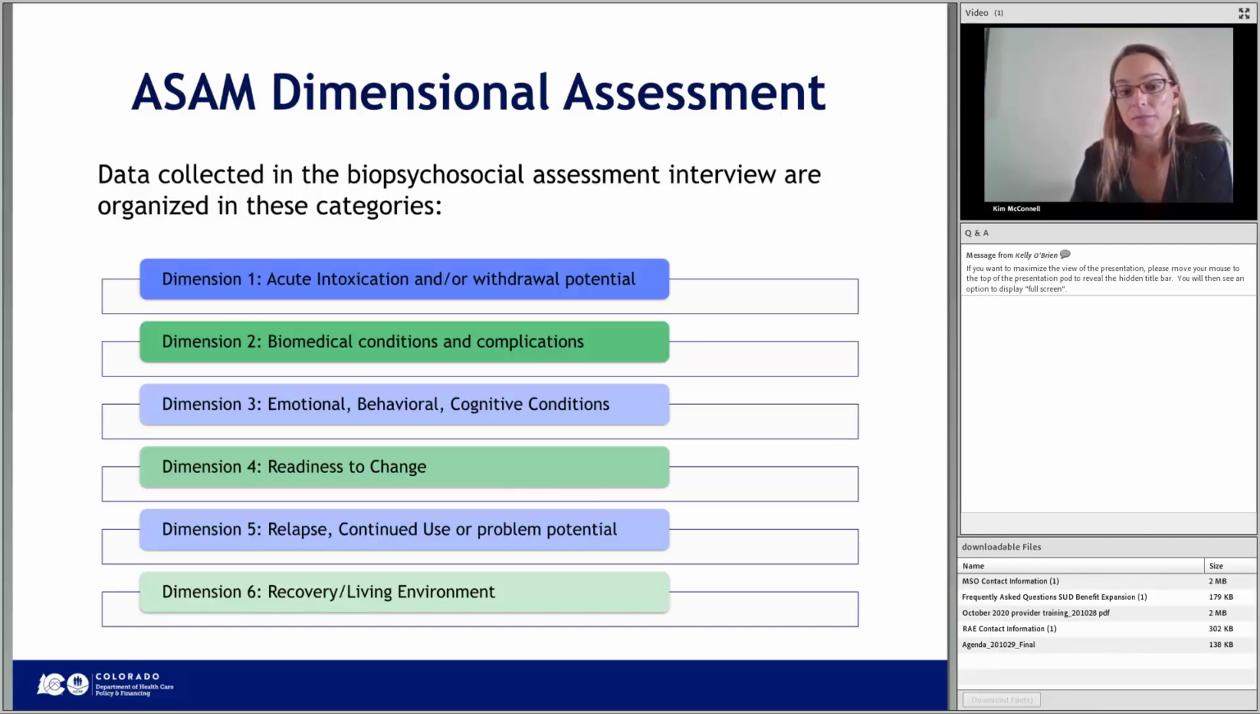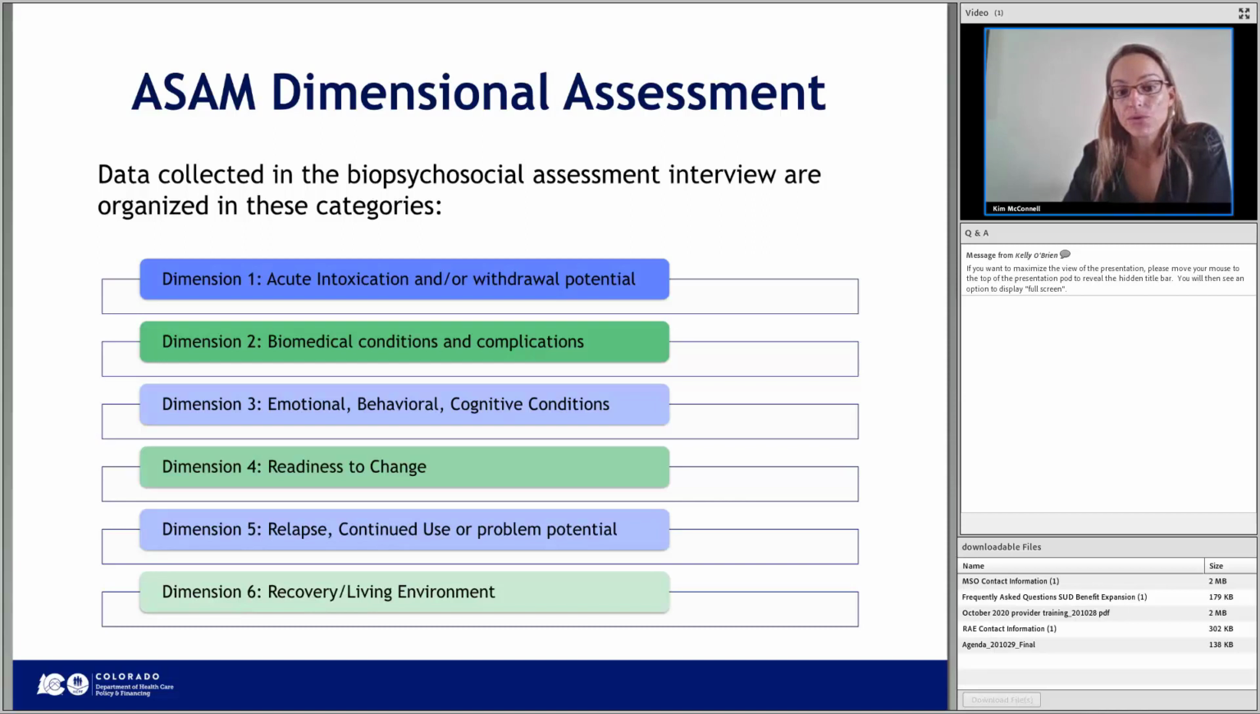Here are those 6 dimensions that I mentioned before. We've got the intoxication or withdrawal potential. Do you have someone that has a need for withdrawal management before you can even talk about treatment with them or before they can participate in treatment? Do they have biomedical conditions and complications? So they have a medical problem that is going to impact their ability to participate in treatment, or something that needs to be attended to as a primary concern as they engage in treatment. Will they need special monitoring? Will they need to work with a nurse on a daily basis to monitor some medical condition while they are in treatment?